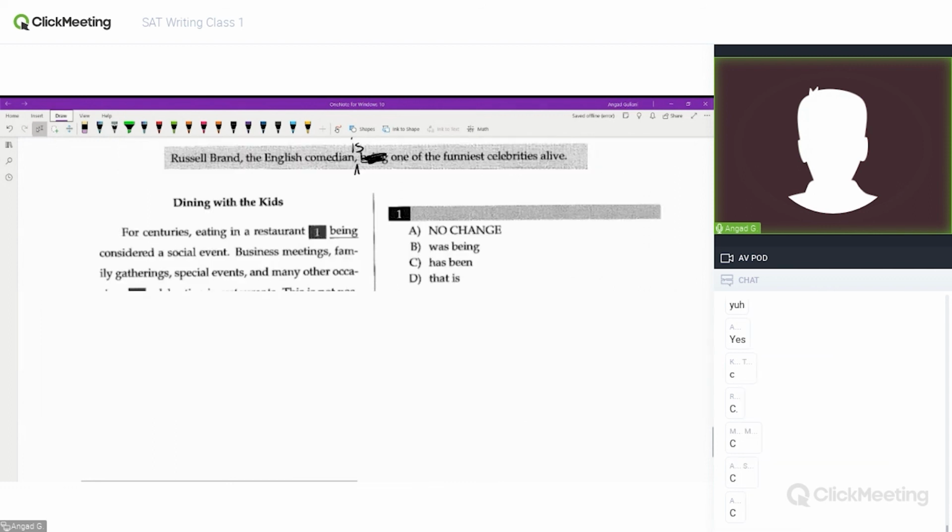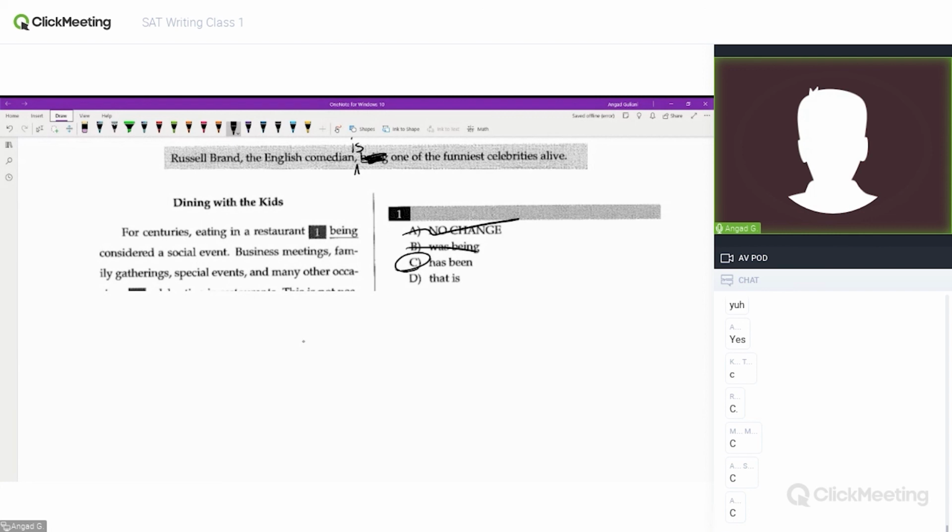Everyone that answered, you guys got that right. For centuries, eating in a restaurant being considered a social event, right? That's just a fragment that makes no sense, and it's a gerund right there, so no change won't work. For centuries, eating in a restaurant was being considered a social event. Again, being is just kind of weird and is wrong. So for centuries, eating in a restaurant has been considered a social event. Doesn't sound awkward at all, and it's not a fragment, right?